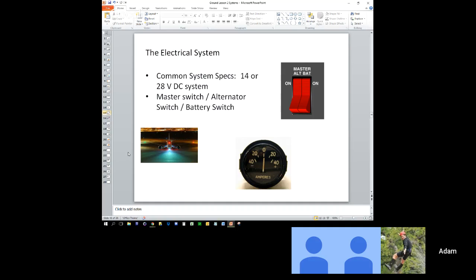Regardless of where you go flying, what airplanes you fly, you're always, always, always going to consult the aircraft operating handbook for the plane you're flying to understand what kind of electrical system it has, or any system for that matter. But in the airplanes that I've flown that you're going to start flying when you start your training, it's a 14-volt direct current system. There are 28-volt systems out there. But 14 volts is very common.